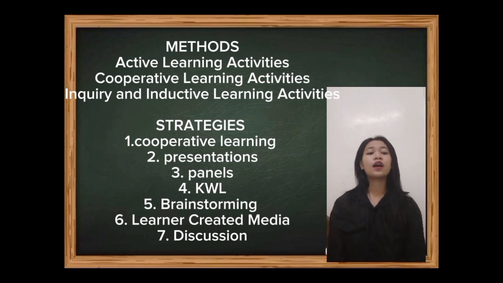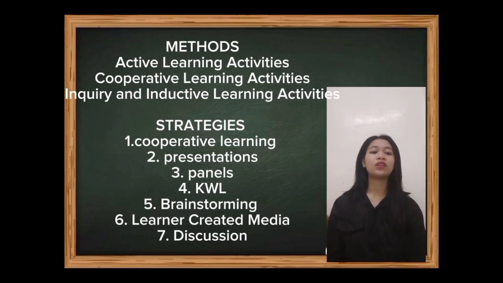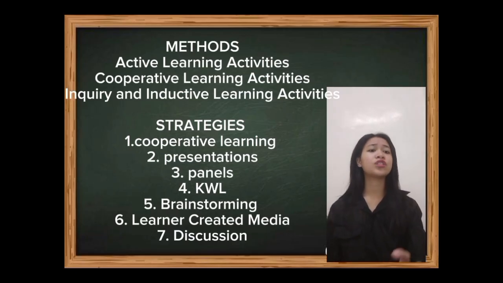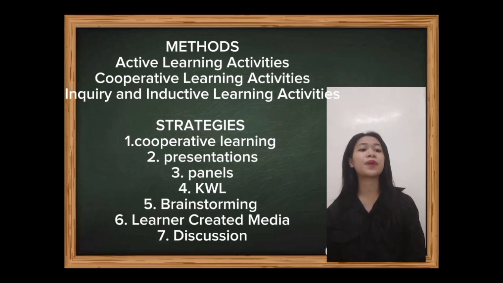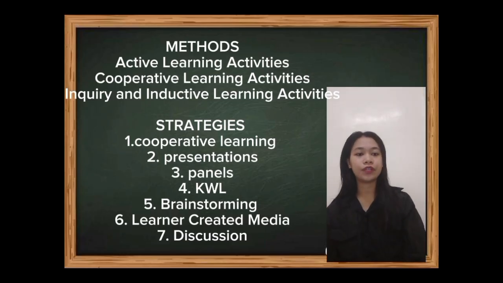So the first strategy is cooperative learning. What is cooperative learning? It is a successful teaching strategy in which small teams, each with students of different levels of ability, use a variety of learning activities to improve their understanding of the subject. Each member of a team is responsible for learning what is taught, but also for helping teammates learn, creating an atmosphere of achievement. So that is cooperative learning.